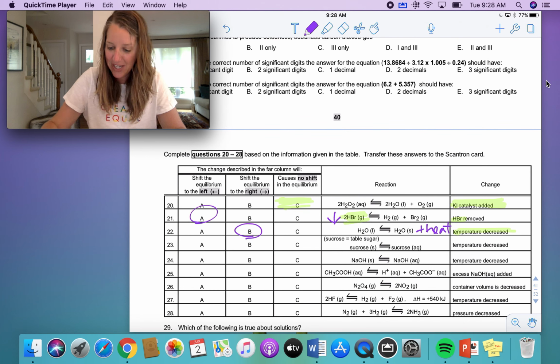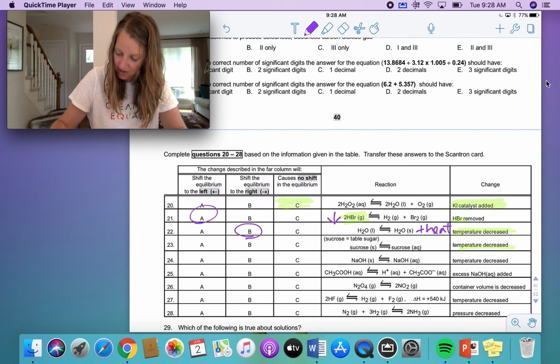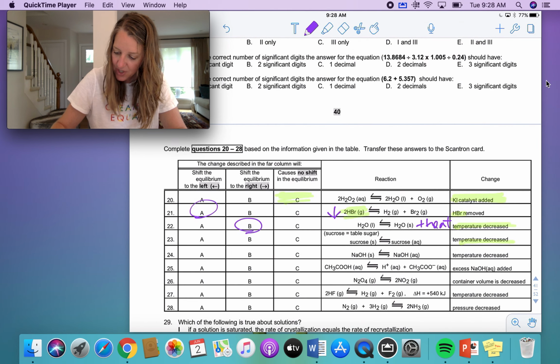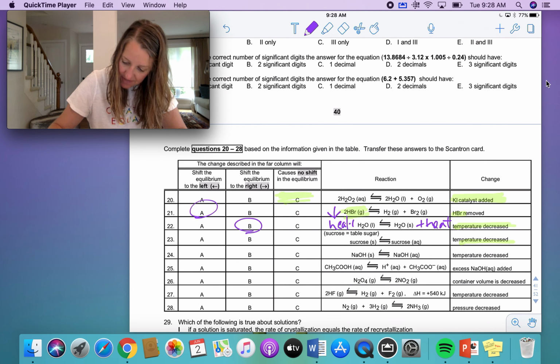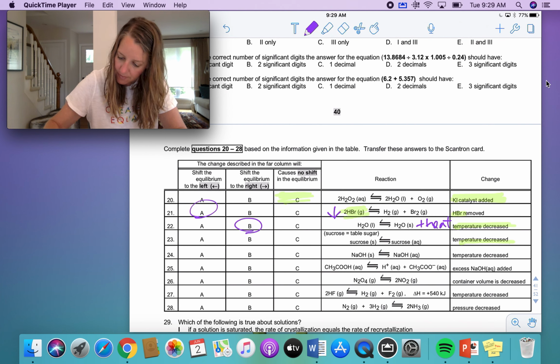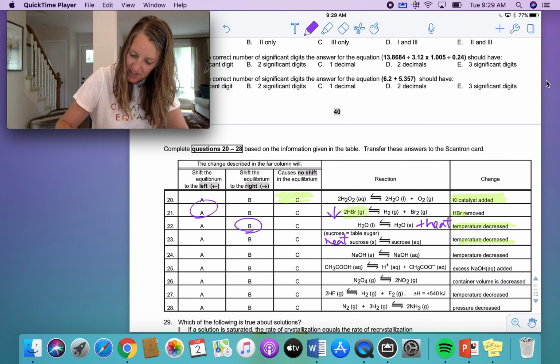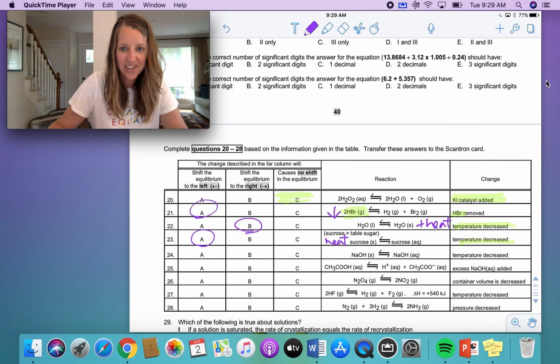Okay, next one, temperature decrease again. This time, what side's your heat on? That is obviously the first thing you do again. So we've got solid sucrose and aqueous sucrose. So your heat is going to be on this side. Okay, oh, I'm on the wrong question, sorry. Heat is right here. And so if it's a decrease in heat, it's going to shift it to the left.